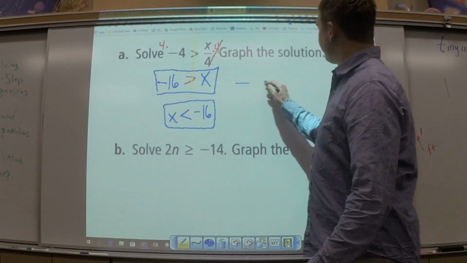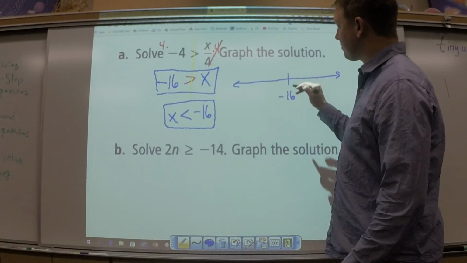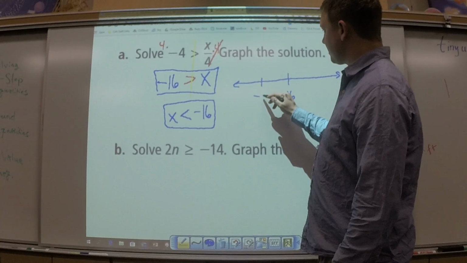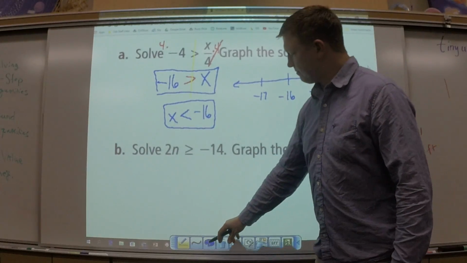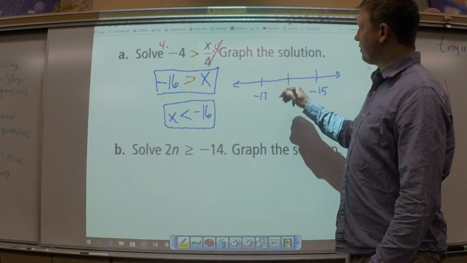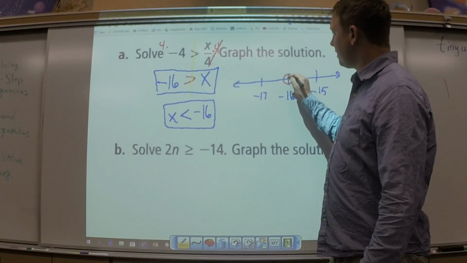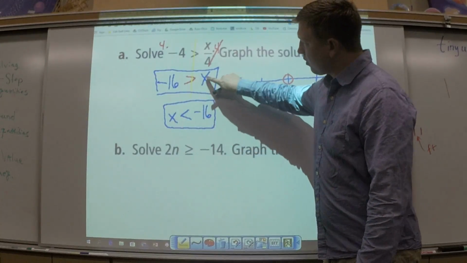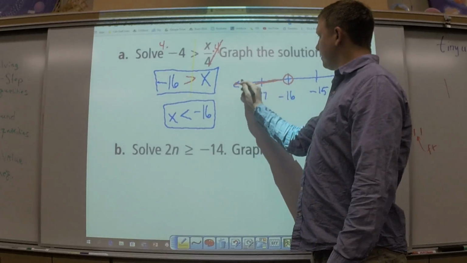All right. If I was to graph it, it would look just like this. I would have a negative 16. You don't have to put on all your numbers. You could say there's a negative 17 here and a negative 15 over here. And I will have an open circle because it's not equal to. So it will be open, and it says x is less than. Or right here, x is less than. So I will be shading this way.